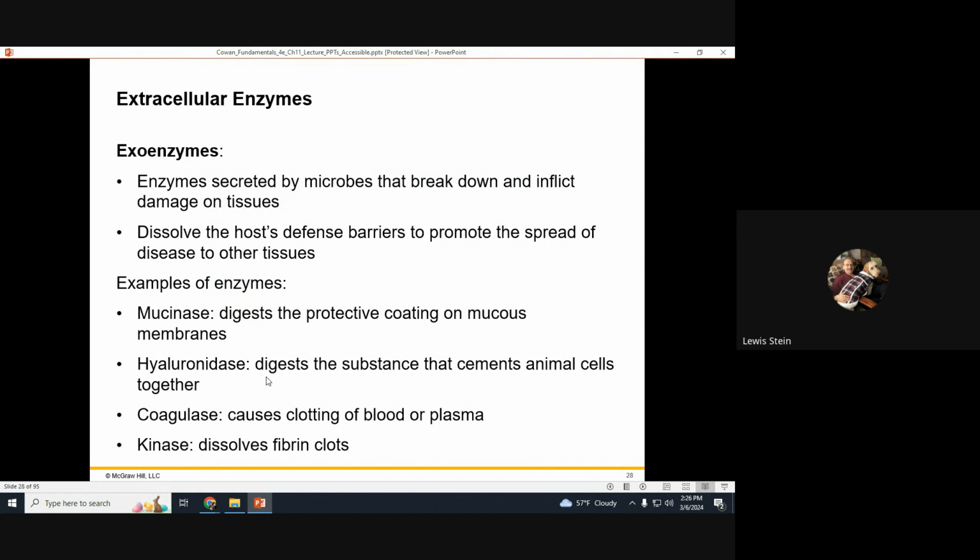Hyaluronidase. You go back to A&P 1, and you go back to connective tissue, part of that ground substance in our connective tissue: loose areolar, adipose, dense regular, dense irregular, all those connective tissues. What's interesting about them is the ground substance that the fibers are embedded in. One of the big components is hyaluronic acid. If you break through it, it spreads through the tissue. So we call those spreading factors.